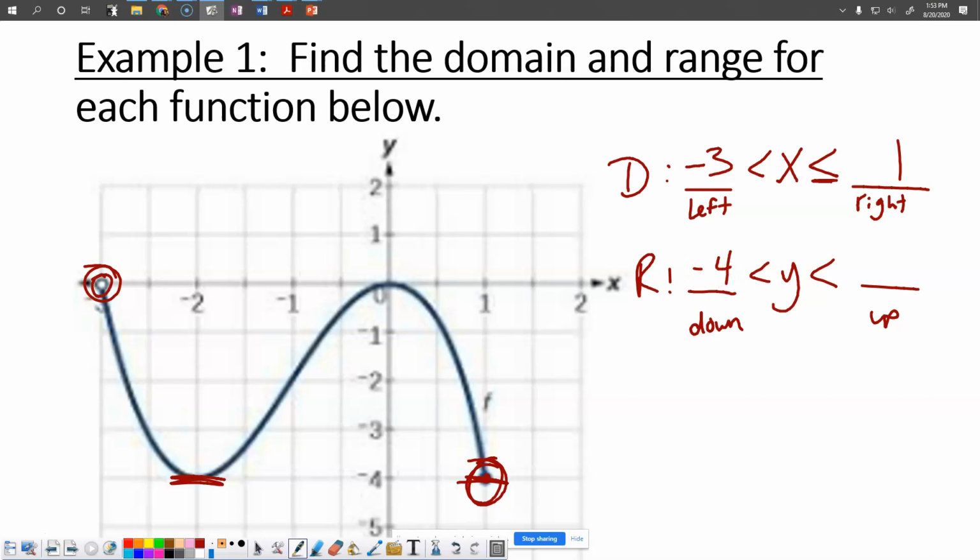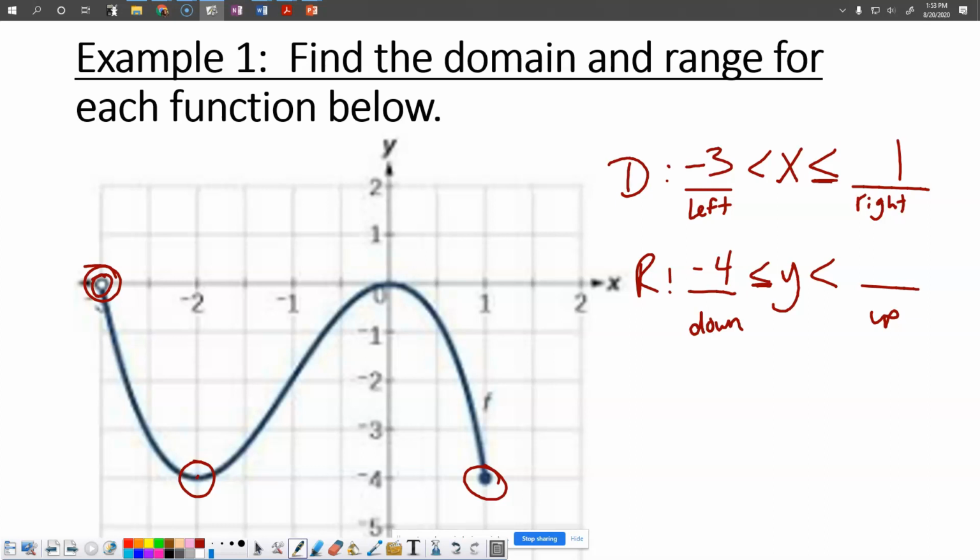Now, does the graph actually equal -4 though? Does it actually touch the y value -4? Well, let's take a look. Is there a hole here? Is there an open dot? No. Is there a hole here? Is there an open dot? No. So it seems to touch that point. So the answer is yes, the function can actually equal -4. So I'm going to put an equal sign here because the function actually does reach the y value -4.